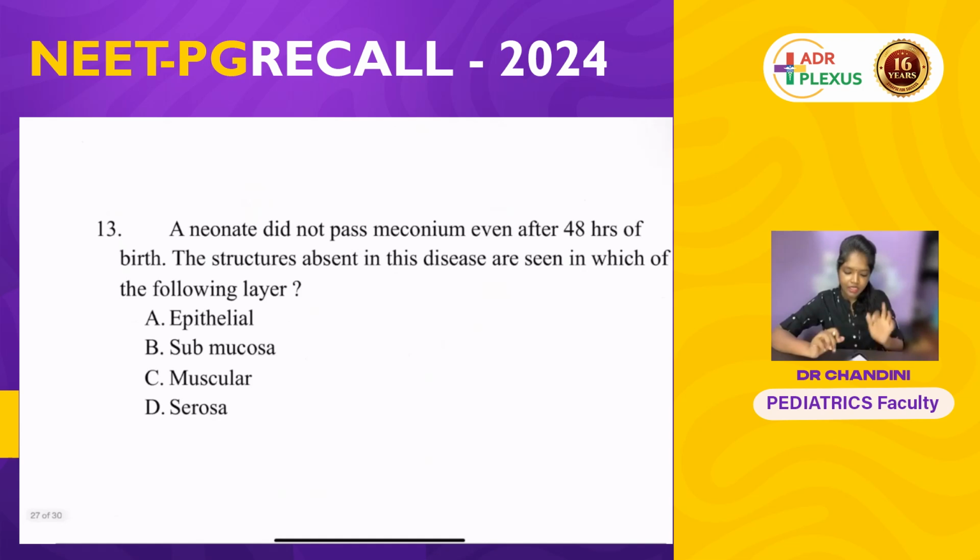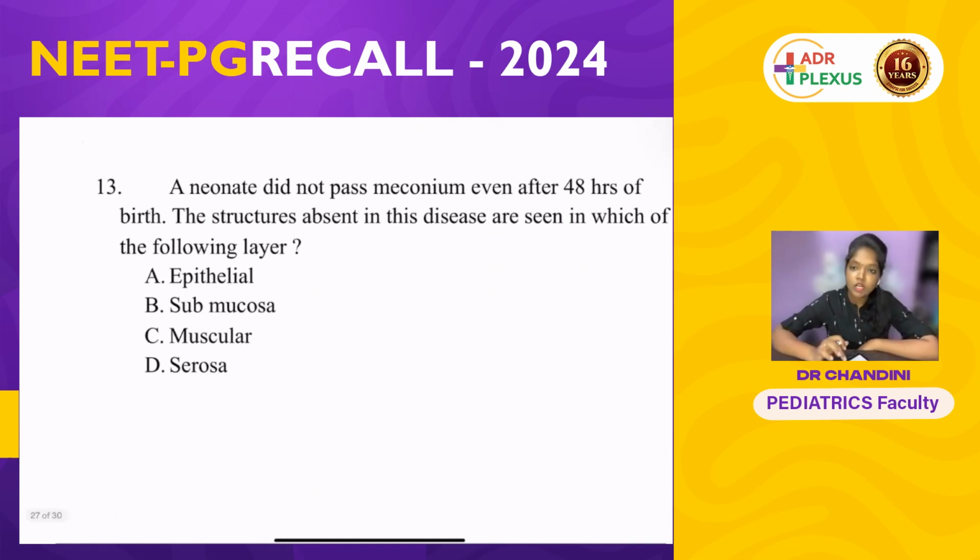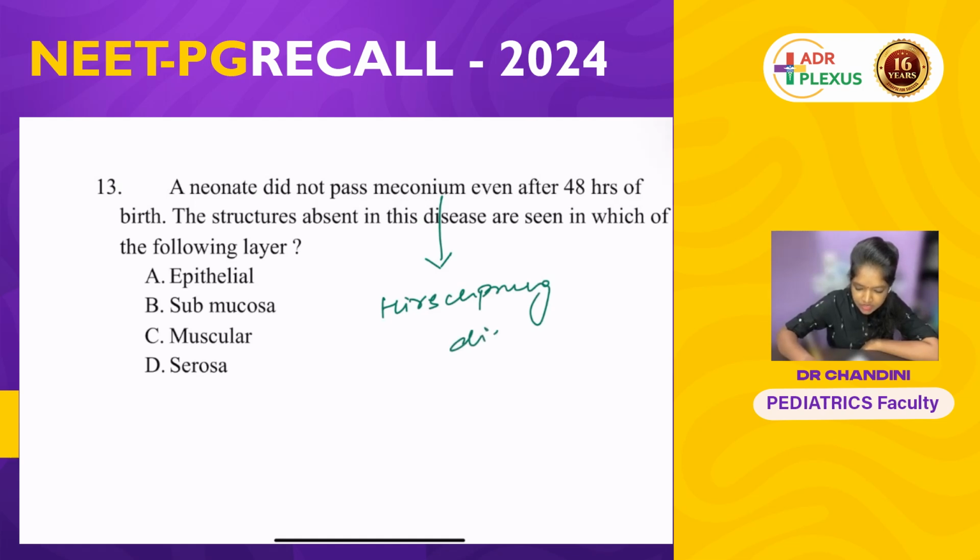Fine. Another question. A neonate did not pass meconium even after 48 hours of birth. What is the diagnosis? When there is delayed passage of meconium in the newborn period, one thing you will think of is Hirschsprung disease. So Hirschsprung disease is the answer, but the question is not on the diagnosis. It is on the structures absent in this disease, seen in which of the following layers?